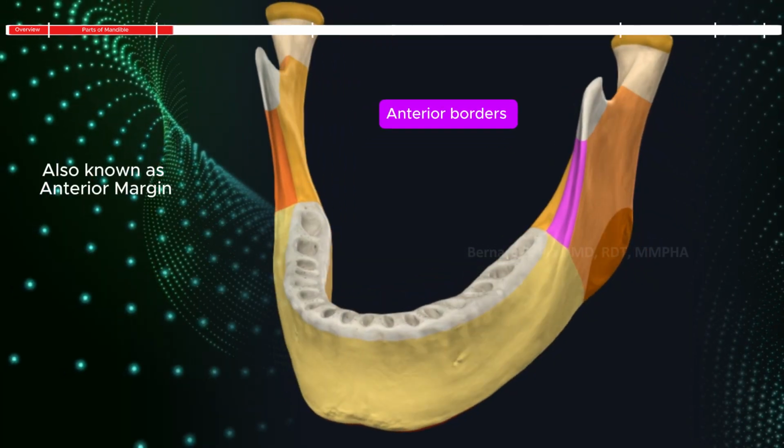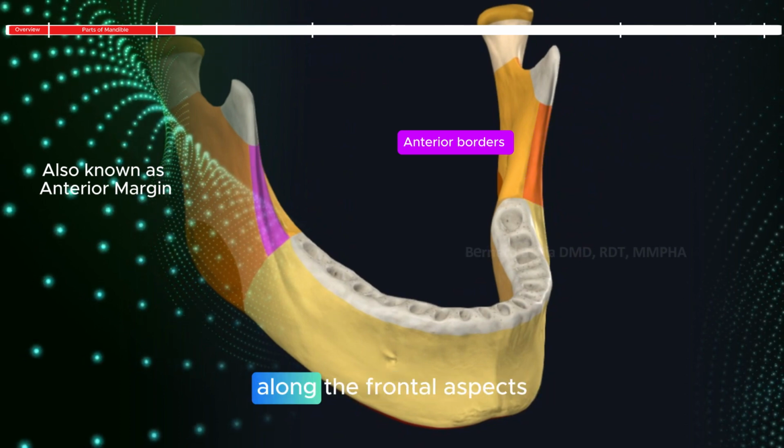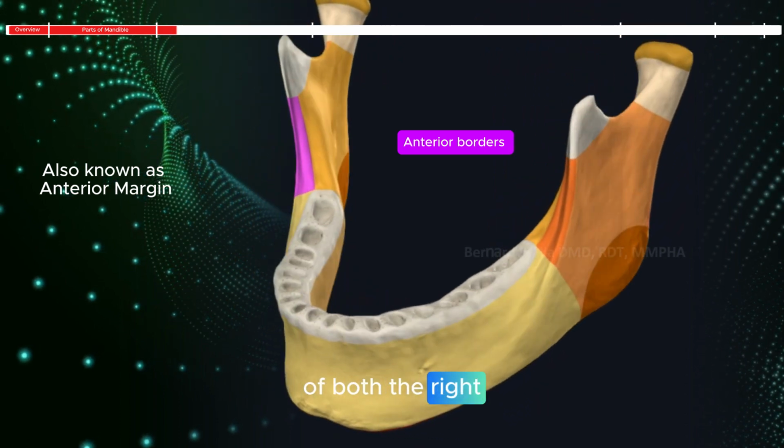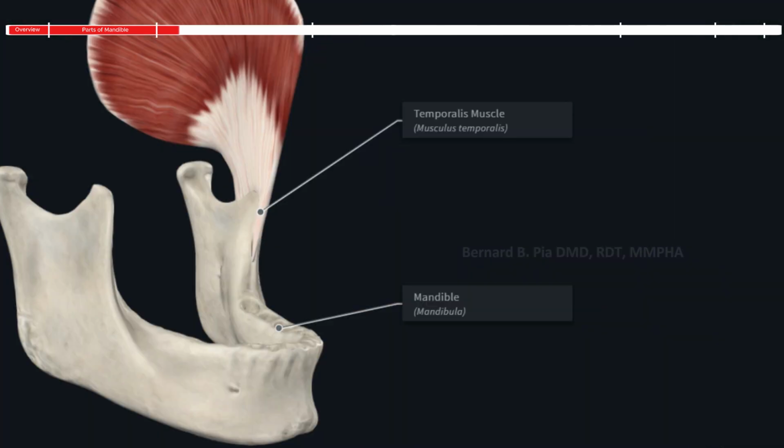2. The anterior borders. Anterior margins are the margins found along the frontal aspects of both the right and left rami of the mandible. Provides an insertion site for the temporalis muscle.